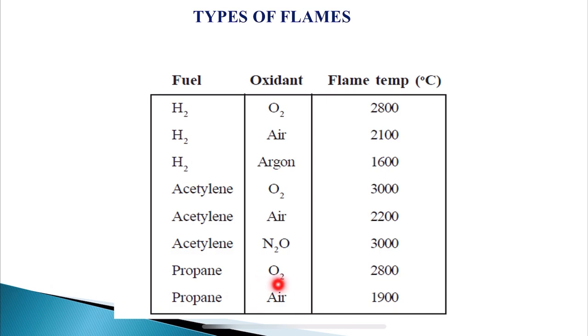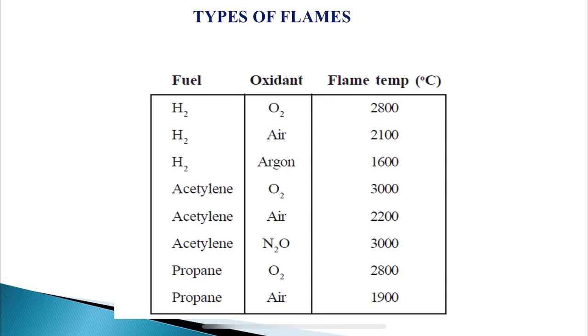If I use propane and O2 as oxidant, I can move up to 2800, and if I use propane with air as oxidant, then it will go up to 1900 degrees centigrade. Okay, so these are the flame temperatures. Along with this, each and every element or metal in group 1, that is the alkali metals, has its characteristic wavelength and also its flame color. By looking at the flame color only, we can identify which element is present.